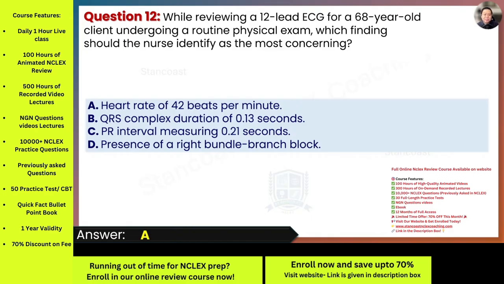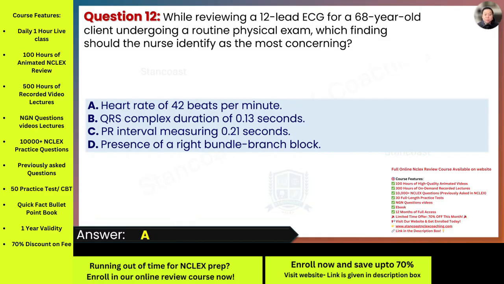But it doesn't typically lead to symptoms or require an urgent intervention. And this is a common finding and generally not a cause for concern unless the interval becomes significantly longer or is associated with other manifestations. That's why you're going to get rid of this option. Now, what about letter D?